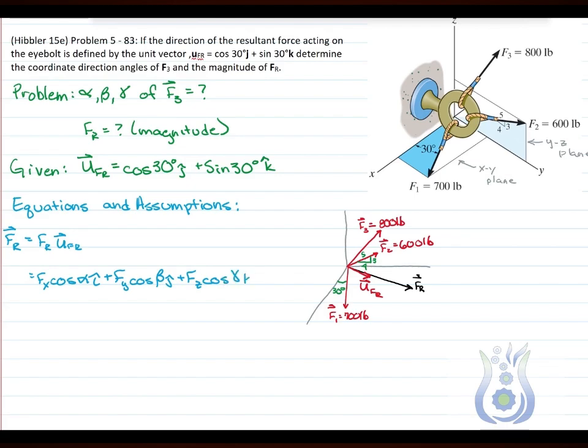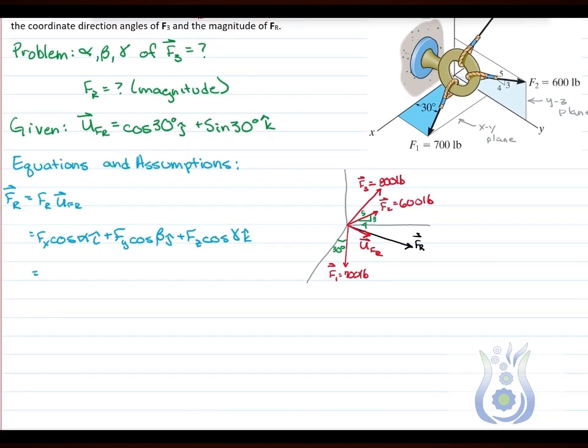Then we can also say, or we also know, that the sum of our vectors is equal to the resultant vector. Again, those vectors each have an i, j, and k component, and therefore F_R also is ijk. So if we substitute our first equation into this equation, then we get the magnitude of our resultant force, which is what we're looking for in one of the problems, times the unit vector of our resultant force is equal to the vector F1 plus the vector F2 plus vector F3.